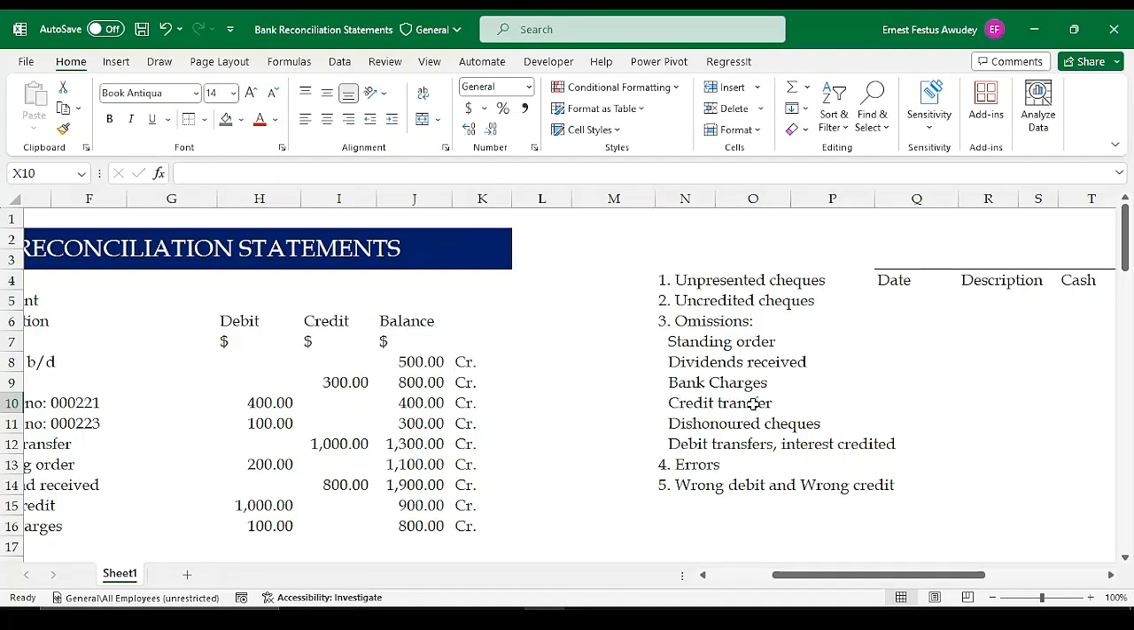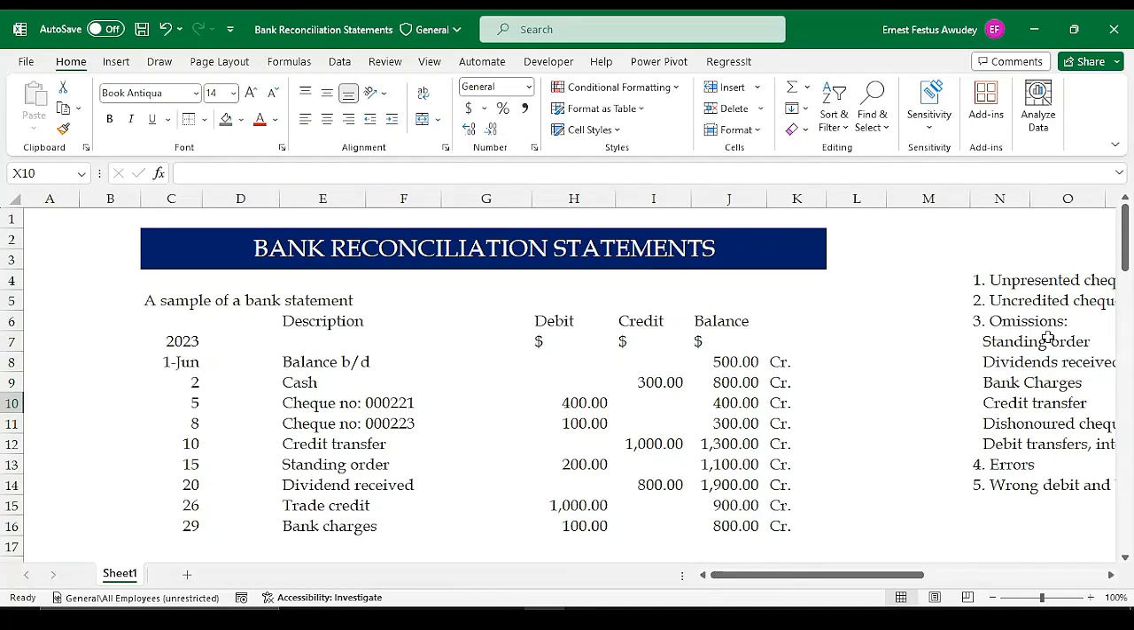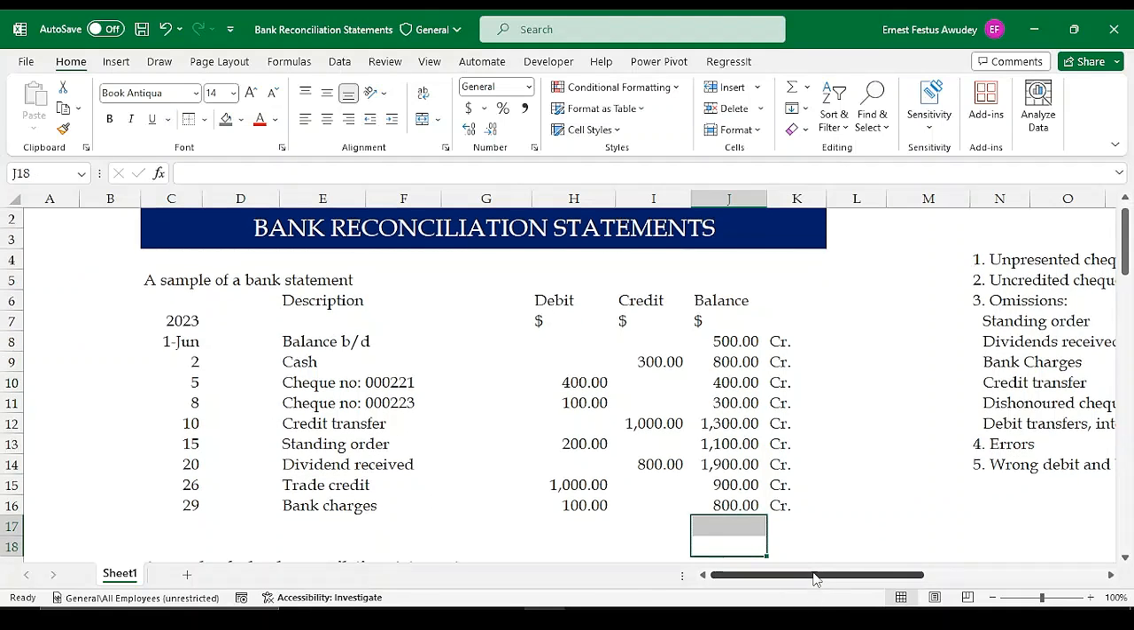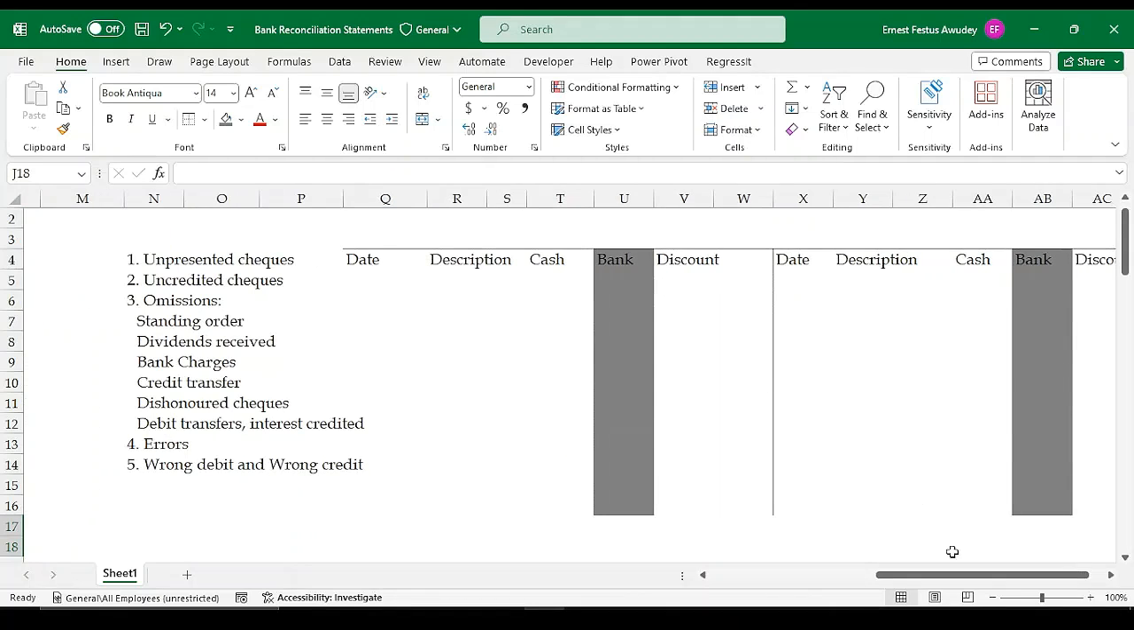Just as we have credit transfer, that is payment to the supplier, that is the debit transfer. It is similar to a standing order. With debit transfers, your bank account has been debited in respect of some form of transaction, but you are not aware of that transaction, and therefore you may fail to enter it at the credit column of your cash book. That will cause a difference.